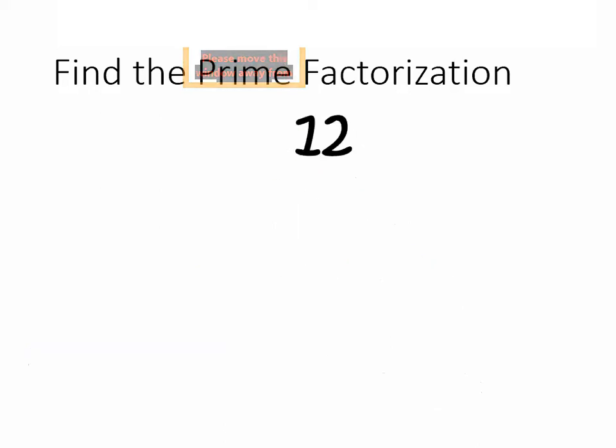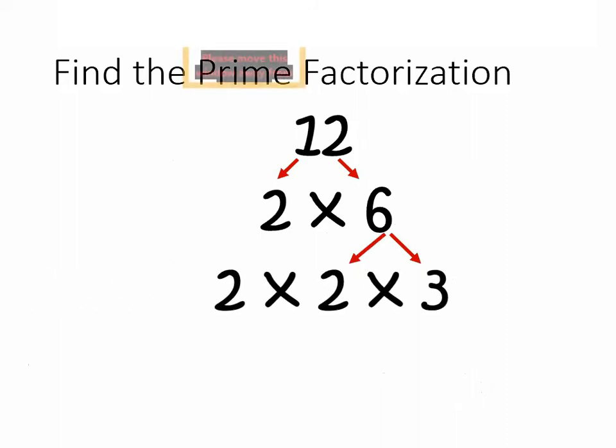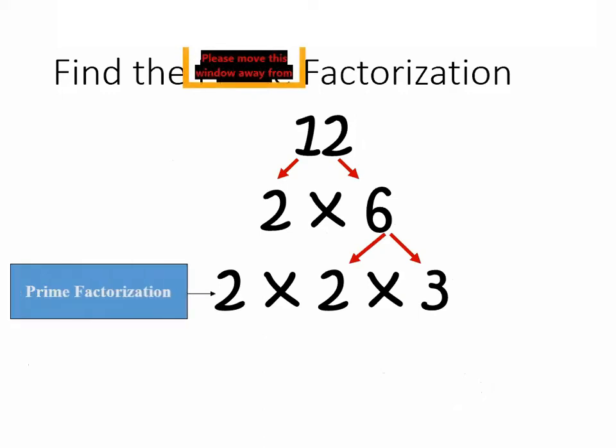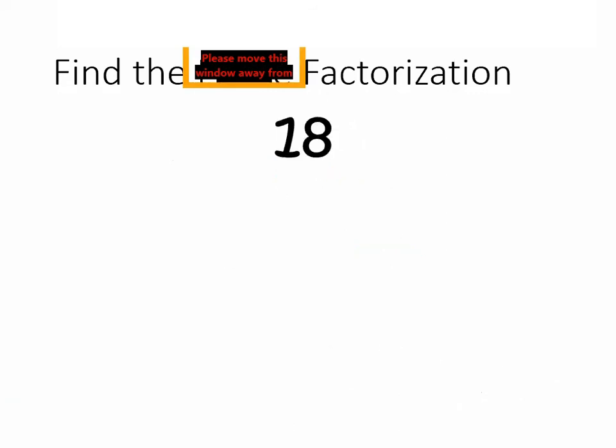Now moving on to the 12. 12 becomes 2 multiplied by 6, and then we have 6, so 2 multiplied by 3. So we have two similar factors, 2 multiplied by 2, so we will write them in an exponent form. 2 exponent 2 multiplied by 3, so it will become 12.